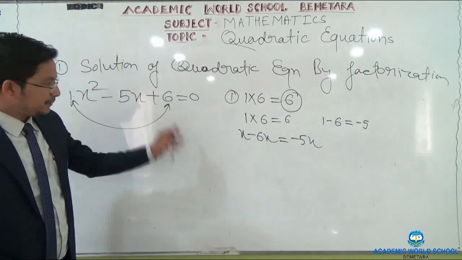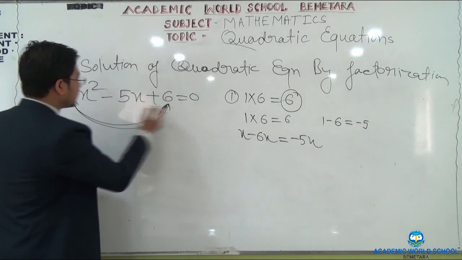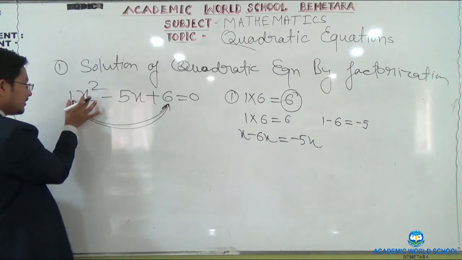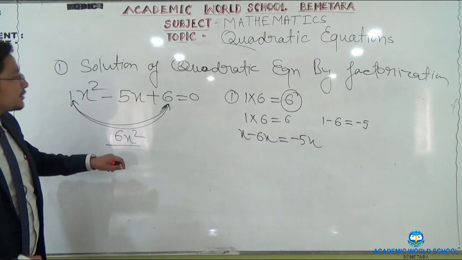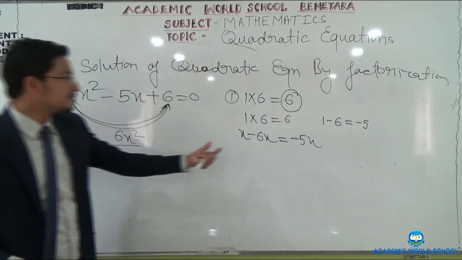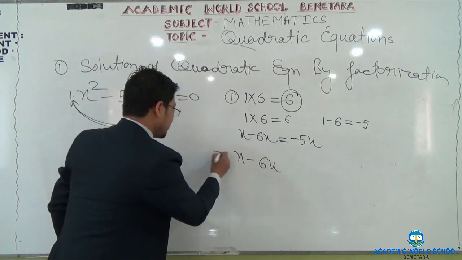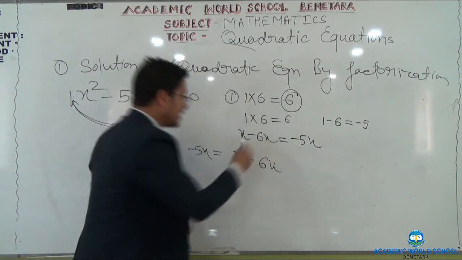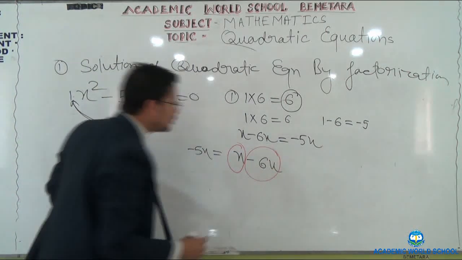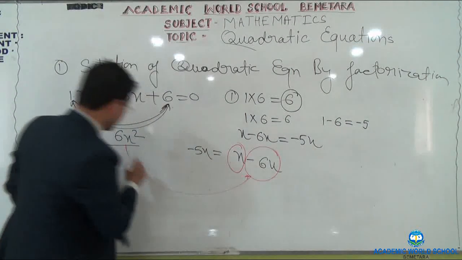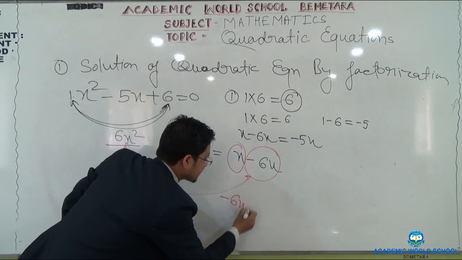So listen, if the product of these first two terms, what is the product of these two terms? X square into 6, it will be 6x square. And if I factorize this term in this manner, let's say x and minus 6x, if I write this minus 5x in this form, then the product of these two will be exactly the same as we have got here. So now x into minus 6x is equal to minus 6x square.